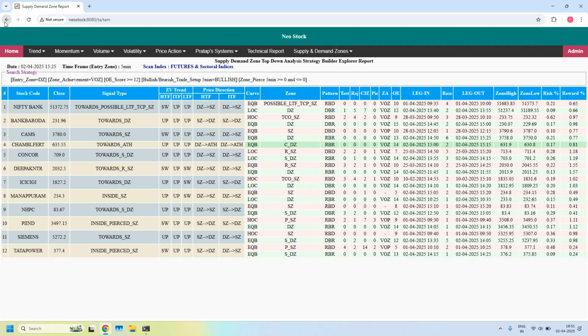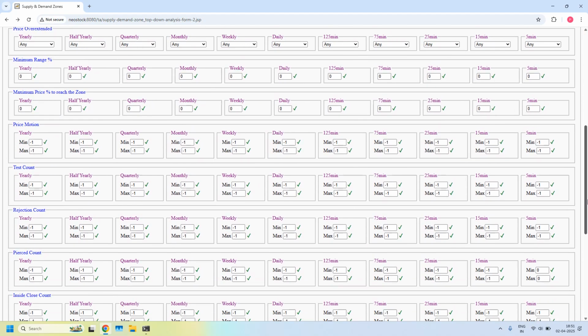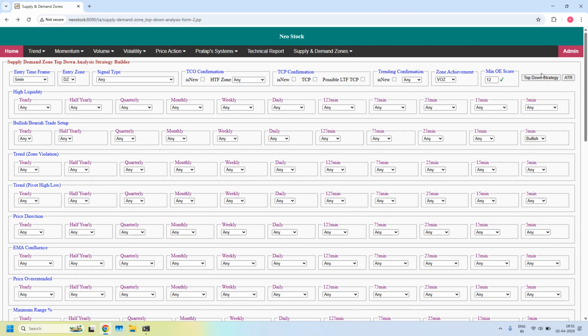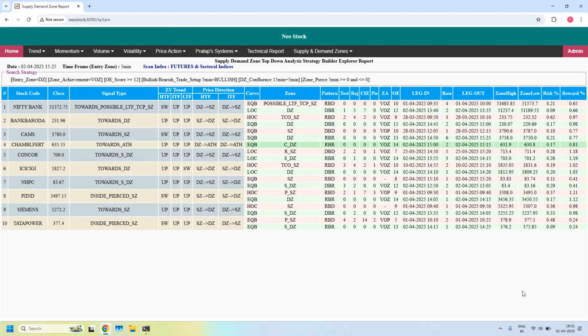So I am going back in the demand zone confluence parameter. I am setting the filter 5 minutes demand zone with 15 minutes demand zone confluence. With this filter, out of 12, we got 10 stocks. In these 10 stocks, these 5 minutes demand zones are overlapped with 15 minutes demand zones. And 15 minutes trend is up in all these stocks because it is bullish trade setup. So let's verify any of the 15 minutes demand zones are having daily EMA confluence.